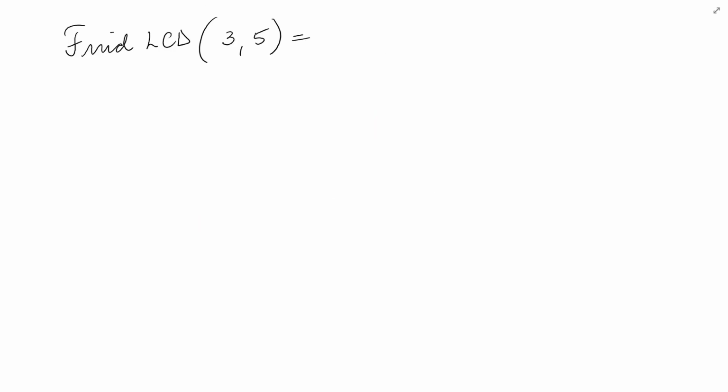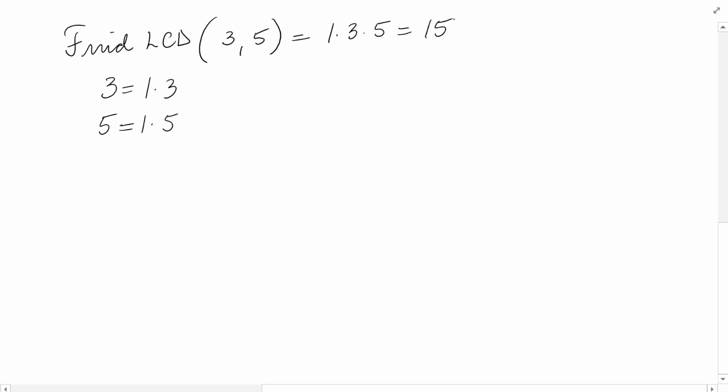Let's take a look at another example. We want to find LCD of 3 and 5. So the prime factorization of 3 is just 1 times 3. The prime factorization of 5 is just 1 times 5. So the LCD is copy all the factors. So 1 times 3 times 5 to the highest power. So that's it. It's 15, right? So LCD of 3 and 5 is 15. What does that mean? 15 can be divided evenly by 3 and by 5.